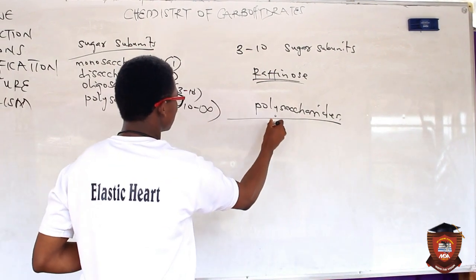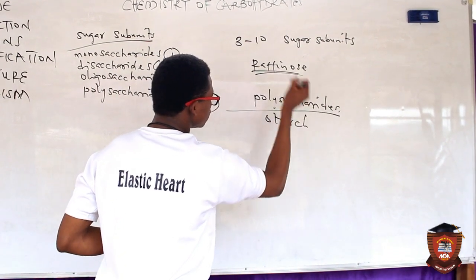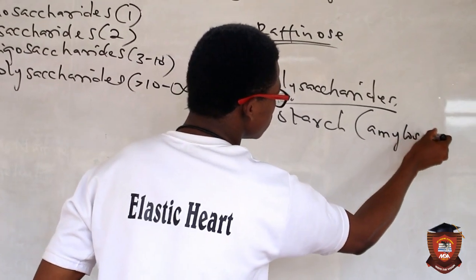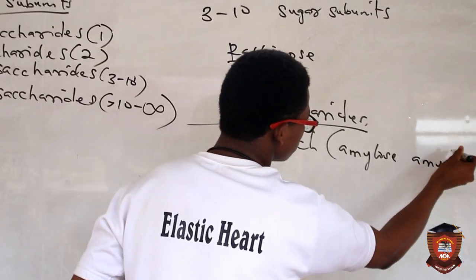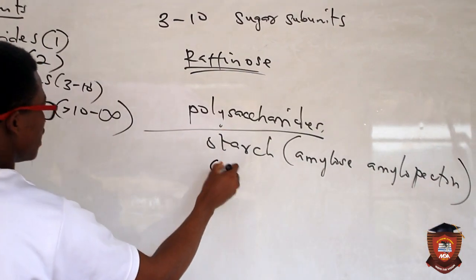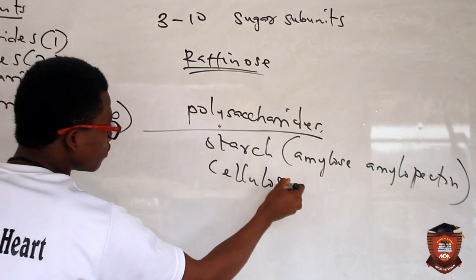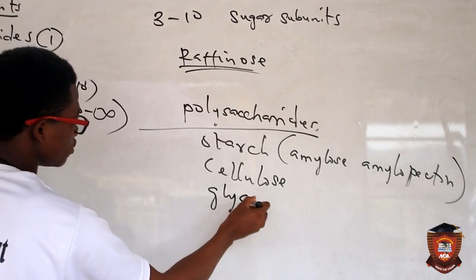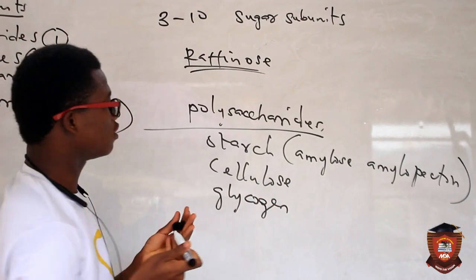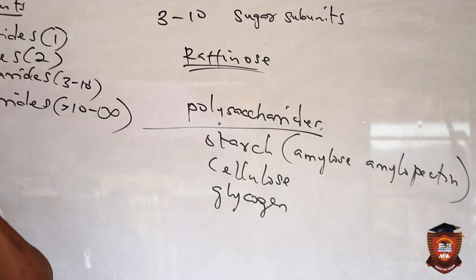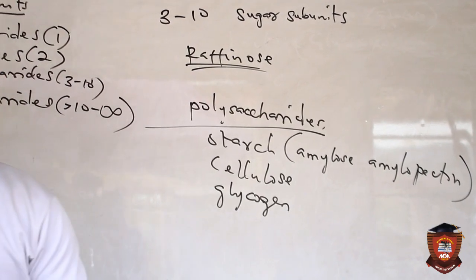we have the starch, which consists of amylose and amylopectin. We have the cellulose, we have the glycogen, and so many of them. These are polysaccharides because they consist of more than 10 sugar subunits.